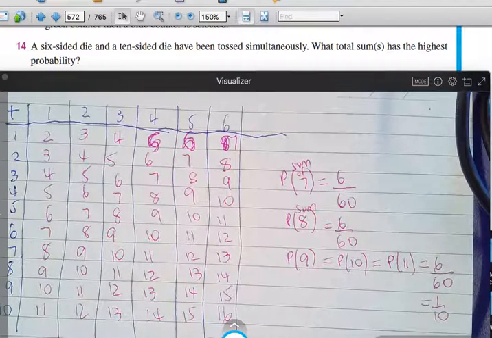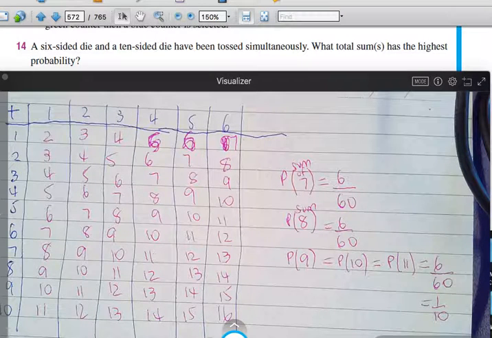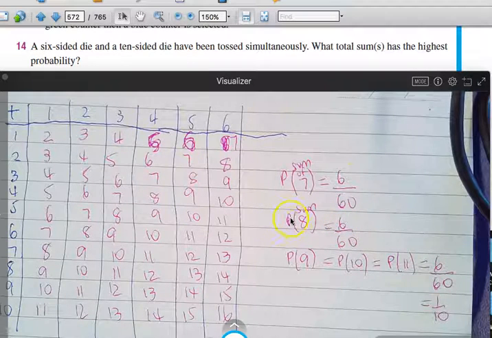No, the probability is 1/10. Which total sum has the highest probability? So 7, 8, 9, 10, and 11 have the highest probability.